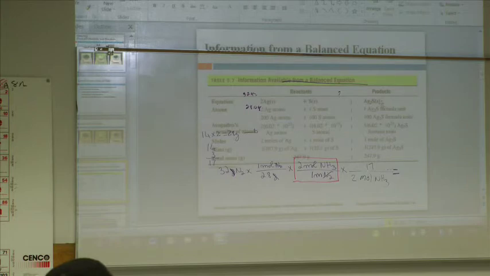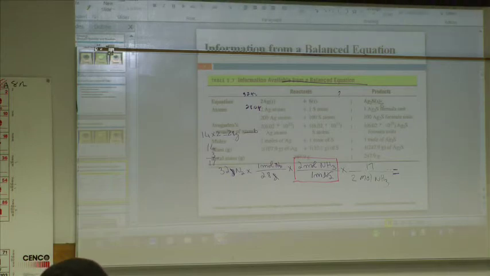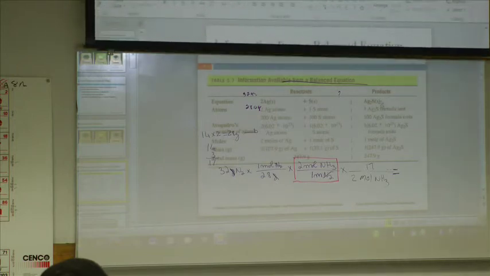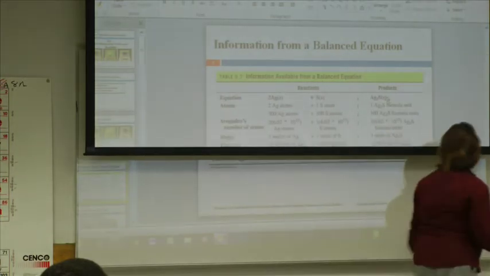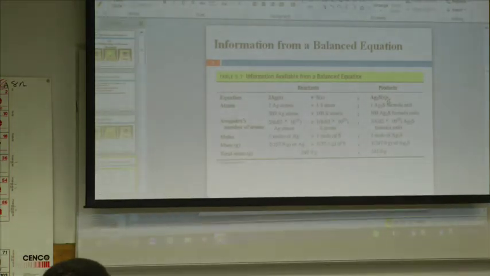Okay? And so I think I need to lower this, because I have all this writing on the board that you cannot see. And sometimes I write on that.